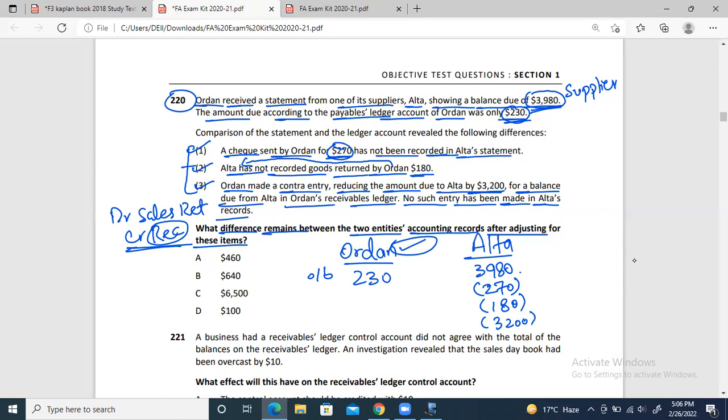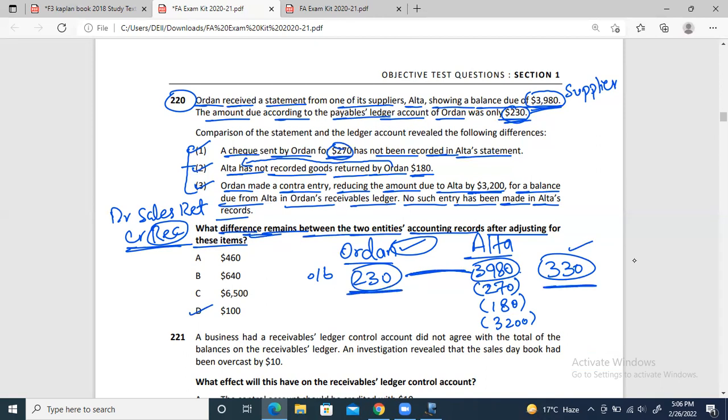Let's see what balance still actually exists. So let's do 3980 minus 270 minus 180 and minus 3,200. So the balance in Alta is 330, much better than before, because first Alta was saying 3980 and Orden was saying only 230. That was a very big difference. Now in Alta's book, it is 330 that he has to receive from Orden, and Orden is saying that it is 230. The question is asking what difference remains after this. So the correct answer will be $100, this D option, because this is 230 and this is 330.